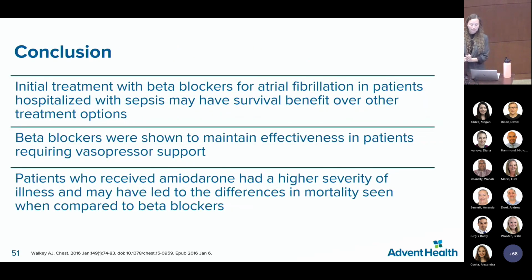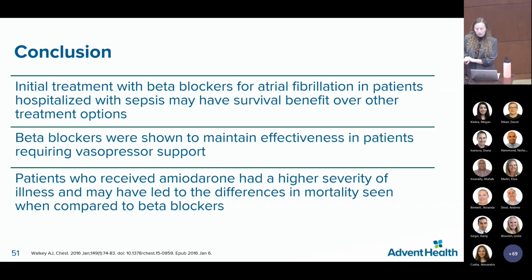This study did have several limitations, such as ICD-9 codes used to dictate diagnosis, and it was a retrospective design, so it could have led to some selection bias. While almost 60% of the patients were critically ill, it was not a requirement of the study, and patients that had pre-existing AFib were also included. However, we can use these subgroup analyses looking at patients that have new onset AFib and those who are requiring vasopressors to help us draw conclusions about our medically ill population.